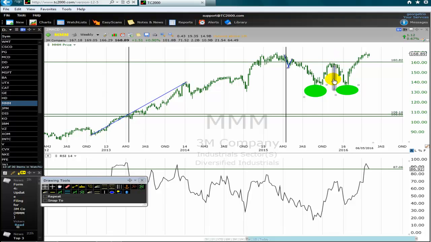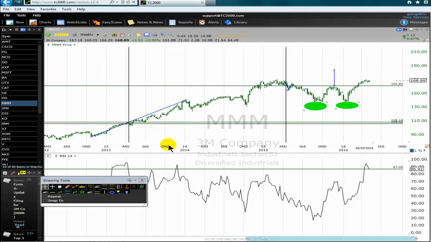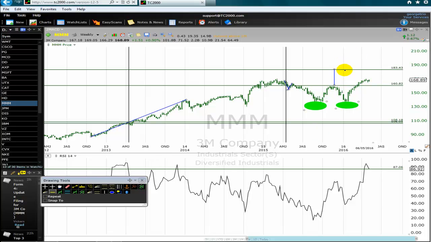Professionals measure the height of the double bottom pattern from the low to the neckline. This is the neckline here, the horizontal line at 160.82. And we project it above the neckline, setting an initial bullish target. That initial bullish target is right here in a zone, call it 18400. In fact, it's 18379.